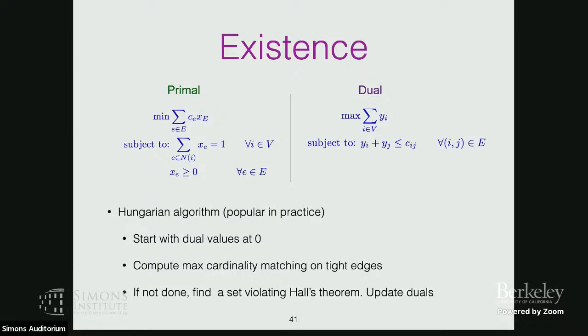If it's not, what do we do? Well, by Hall's theorem, there's some set that violates Hall's theorem, and this immediately tells you which dual variables to push up in the next iteration. High level, this is how it works. Good. So notice here, it starts with the dual values at 0. What are we going to do? Well, just predict the dual values. Very natural. Start the algorithm from there.